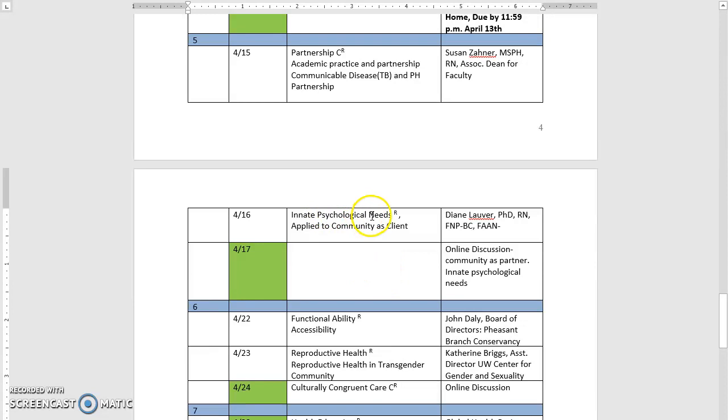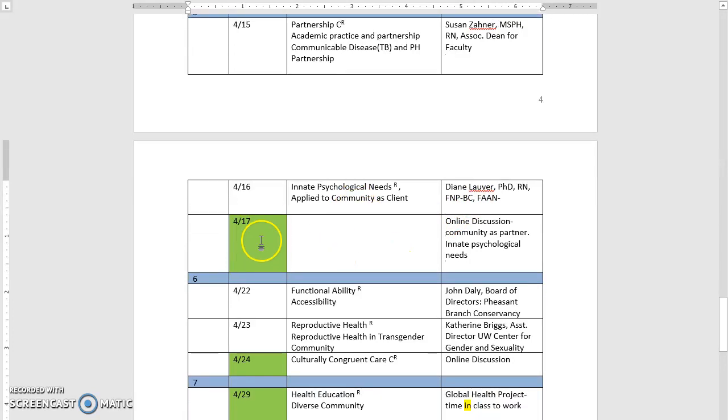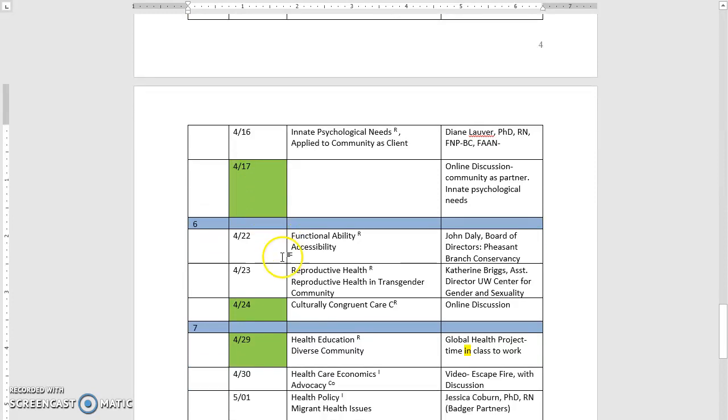Going on, we're talking about partnership. Here's innate psychological needs. Dr. Diane Lawver is going to come and talk to us. I absolutely can't wait. She is a fabulous speaker. I am thrilled. Now, the 17th, you're going to have an online discussion as a follow-up to what Dr. Lawver is going to present in class that day. And again, it's green. Don't come to class. I'm not going to be there either.